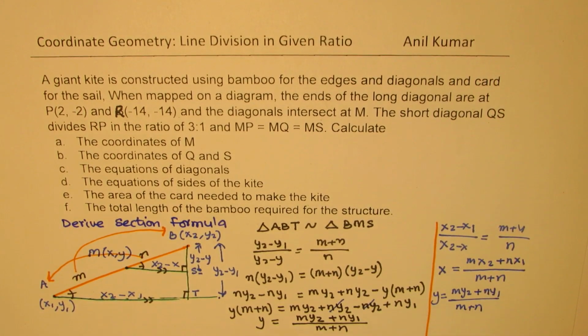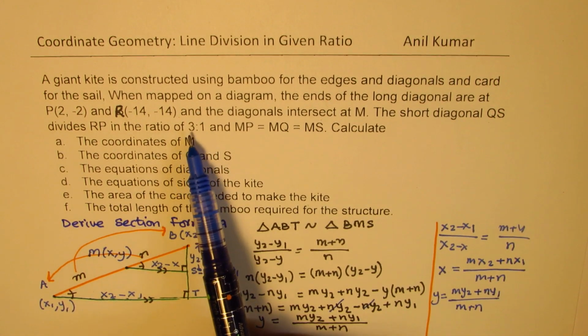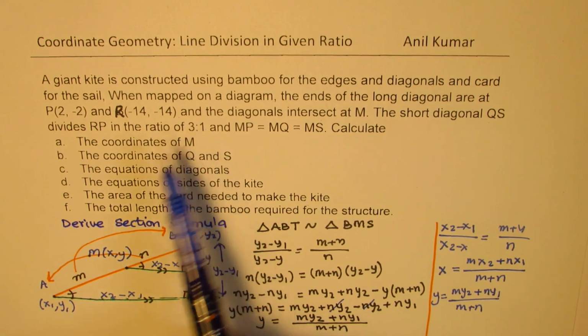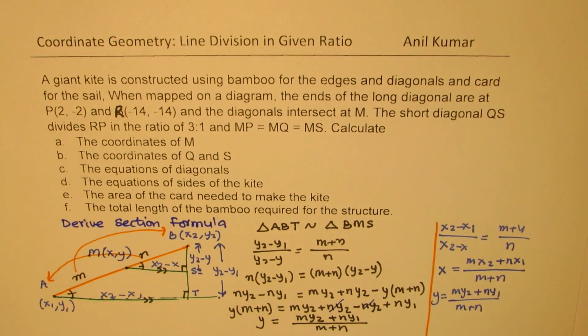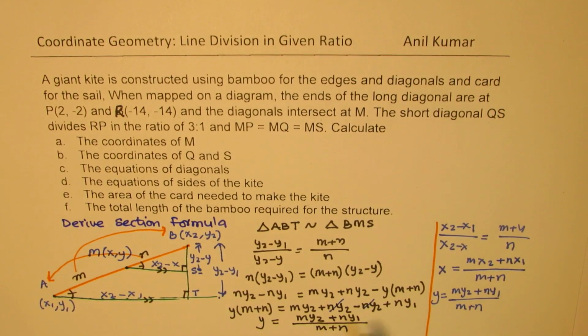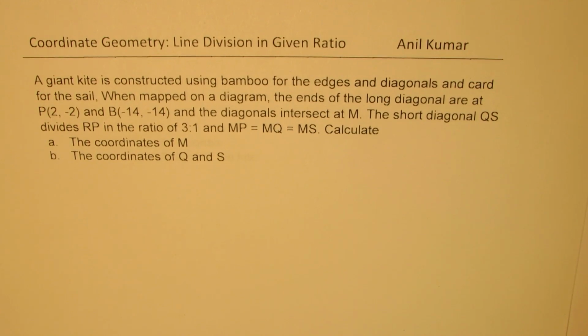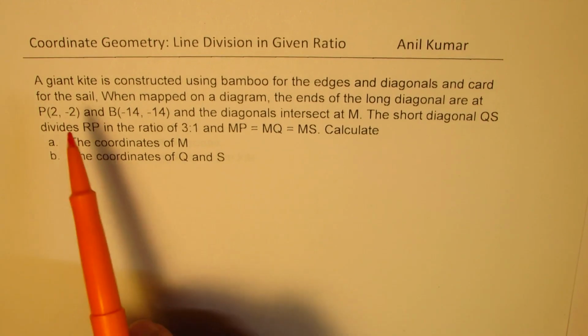So we are going to use this formula in our question, where m is 3 for us and n is 1, and these are my 2 points. You get the idea. Correct? So let's move on, and now using this section formula, we'll solve it further. So now let's continue with the solution of our question.